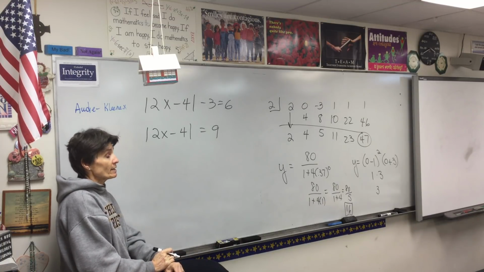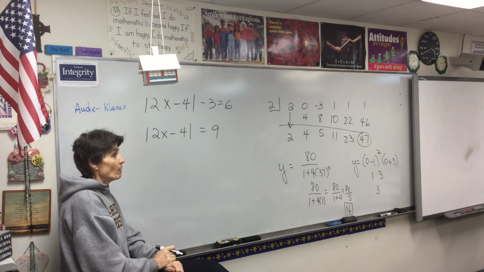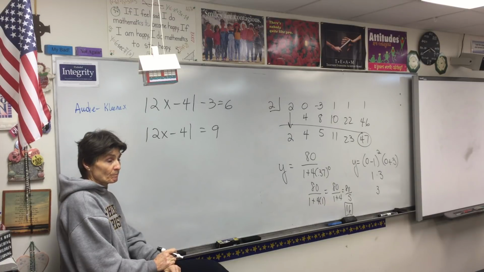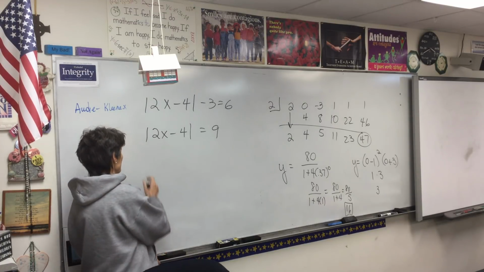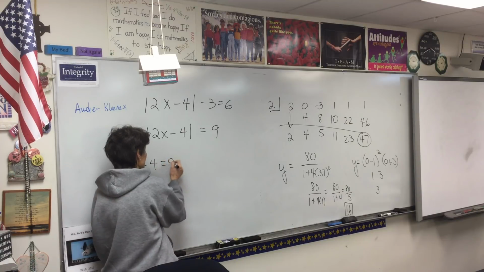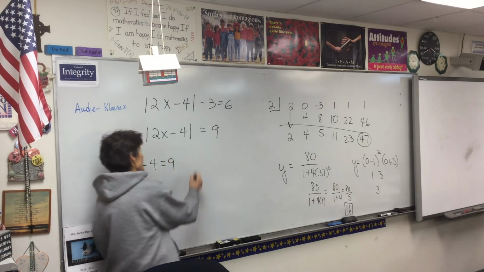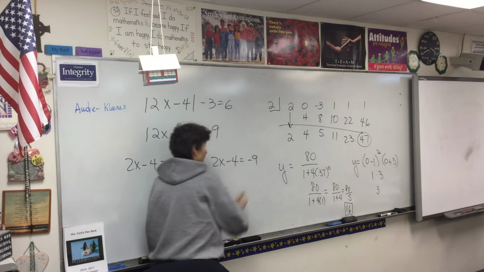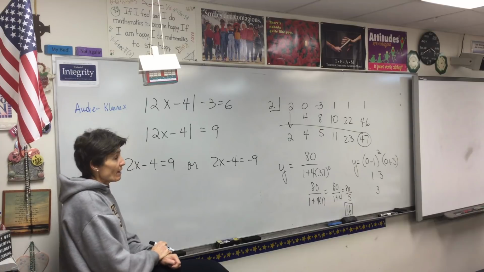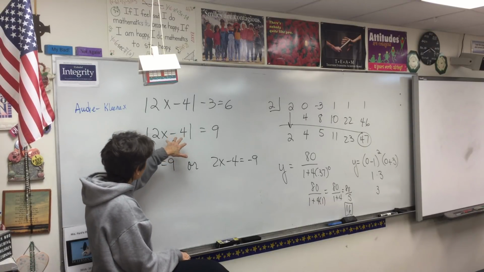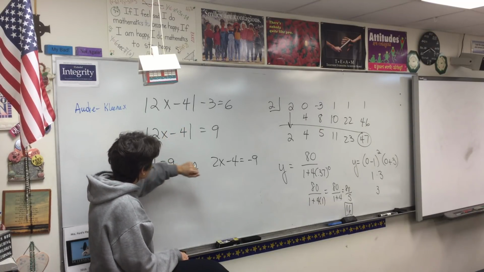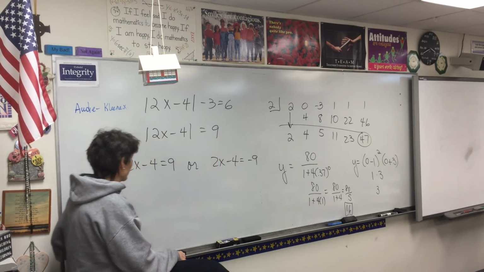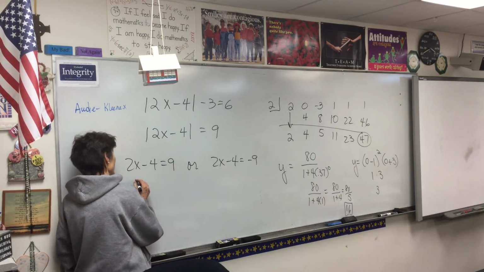Now, at this point, you've got some options, but most of you seem to prefer the option where you split it into 2 equations. So one equation will just be 2x minus 4 equals 9. The other equation will be 2x minus 4 equals negative 9. So when we have an absolute value equation, we take the thing in the absolute value, set it equal to that number, and then set it equal to the negative of that number. Then we'll just solve it like a regular equation.